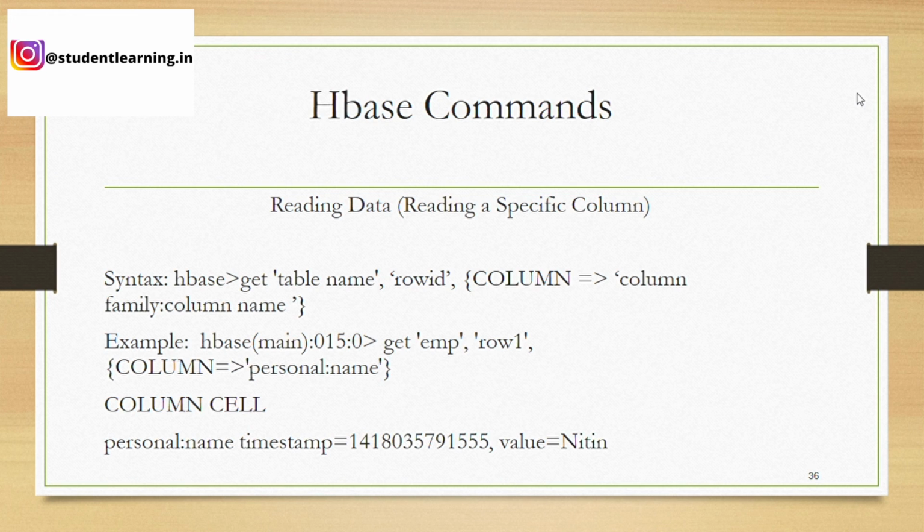Just write get and mention the table name. Suppose the table name is EMP, then mention row 1 and the column family, personal, and the column name. After that you can see the result is very clear. Your data is displayed in terms of column family personal and column name. It shows the value of name in column family personal for row 1. This is a very important command.